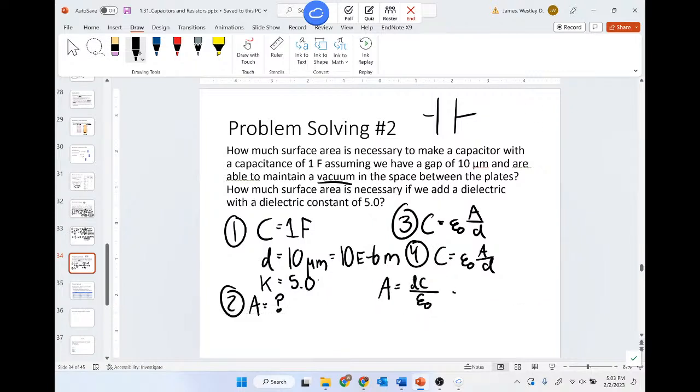Now that we've solved for our variable, it makes it a little bit nicer. 10 e to the minus 6 times our capacitance, which is a nice 1, divided by epsilon naught, which is 8.854 times 10 to the minus 12. What a horrendous number. But it is what it is. The universe does what it likes, whether we like it or not. And it just so happens that this is what this constant is.